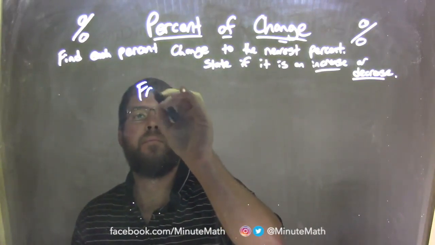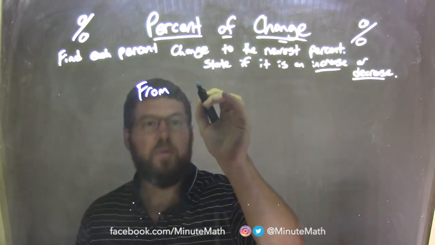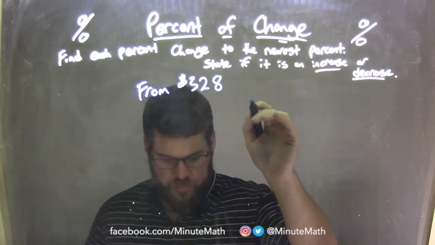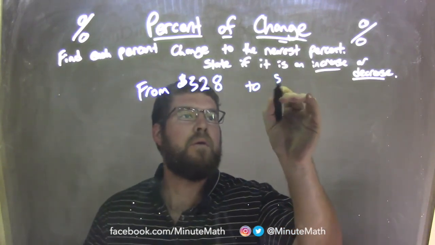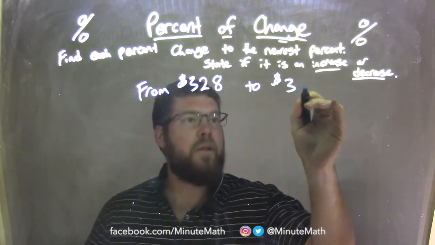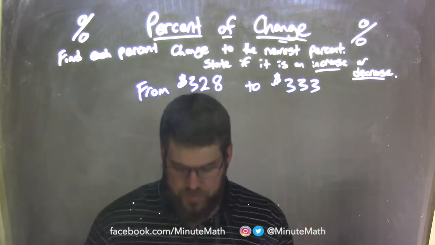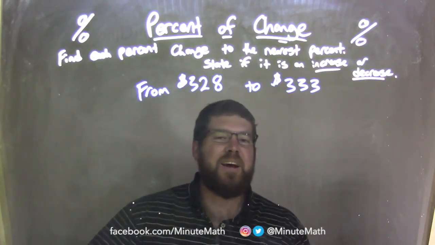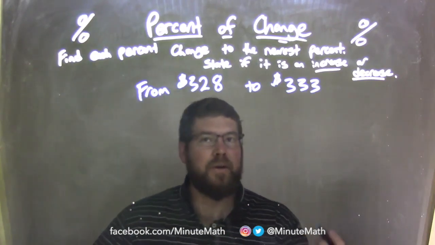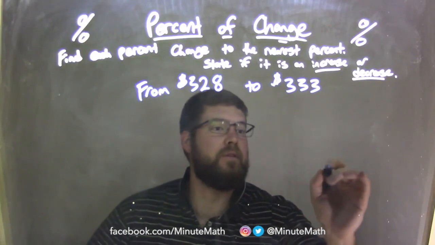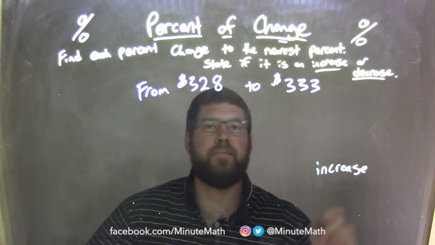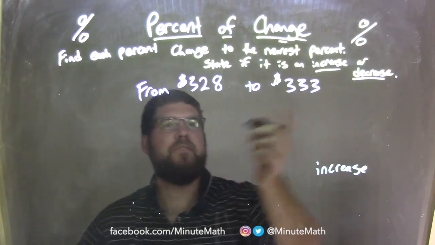From $328 to $333. Okay, so 328 to 333. Well, is that increasing or decreasing? It's actually an increase, right? It's a slight increase, but it's increasing. An increase. Okay. So now we have to find the difference between these two numbers.